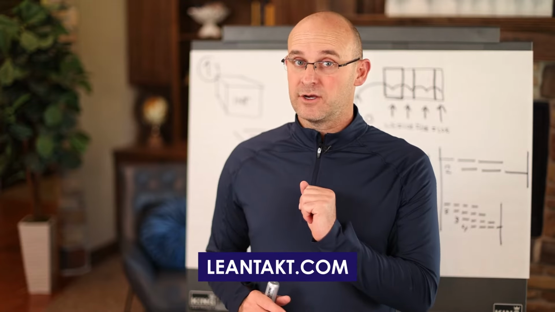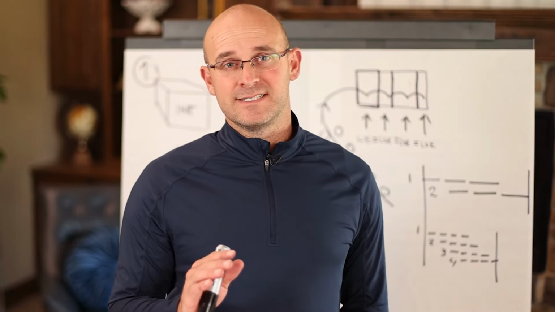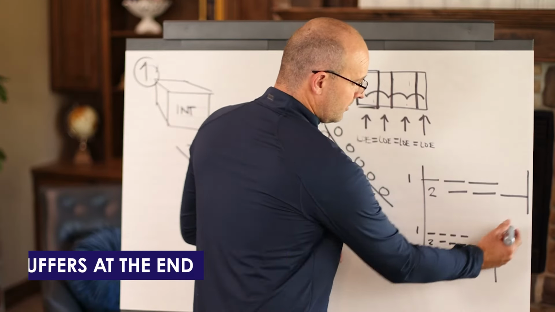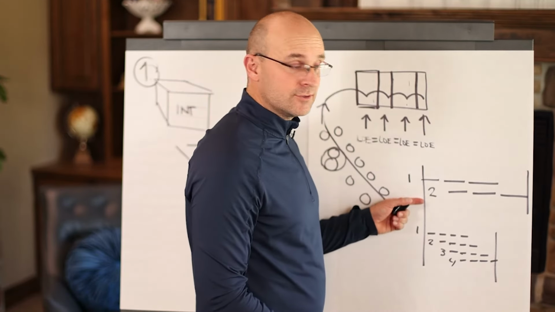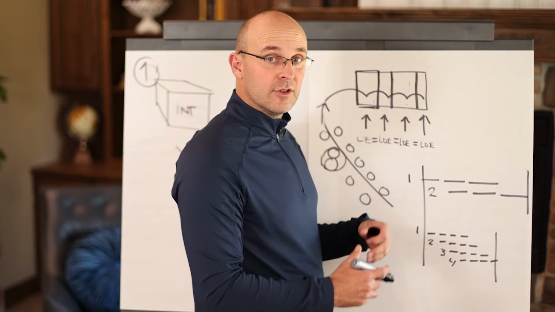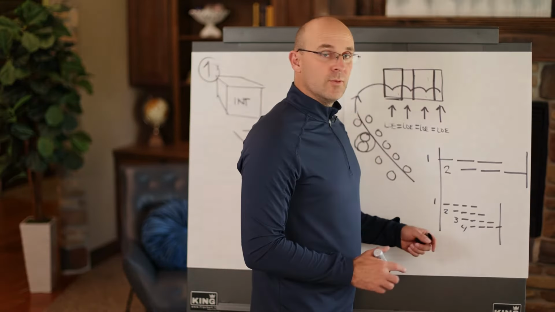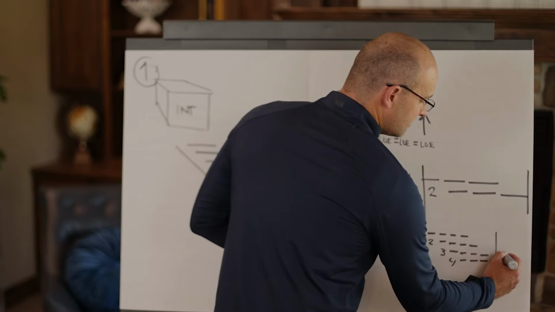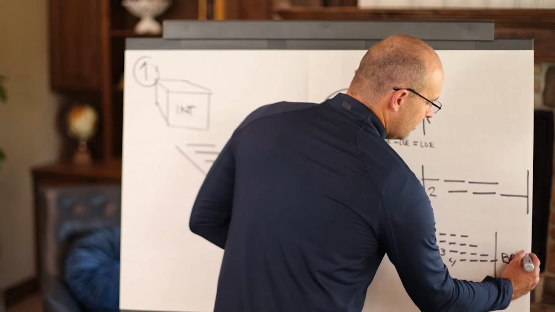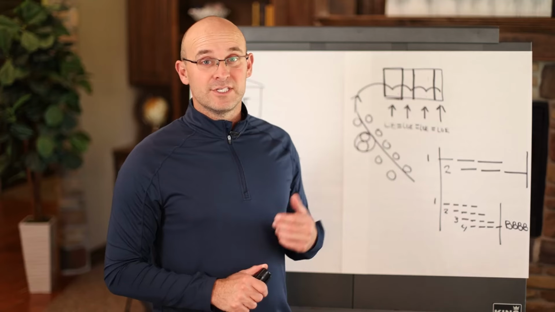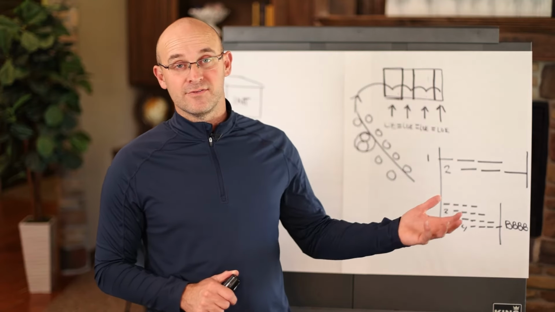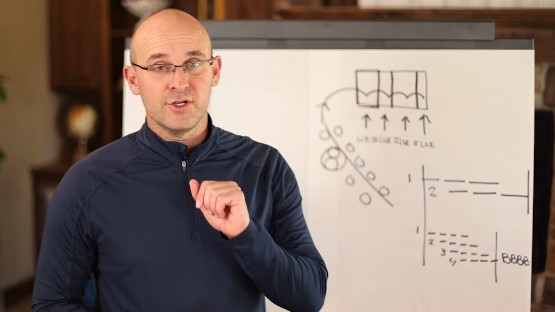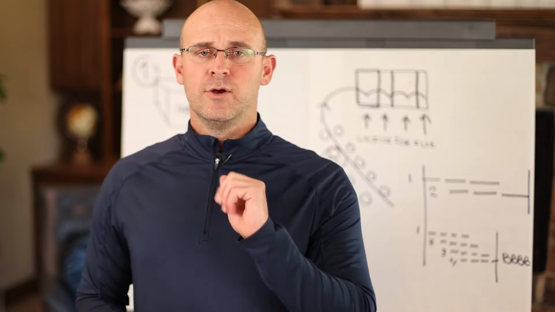And please know that in a takted system we must always have buffers at the end, and that's one of the reasons that we go from our normal schedules where you have a larger series of zones to what we call an optimized zone count, so that you can get these buffers at the end and you can absorb and manage delays, which, interestingly enough, we have in another video on this YouTube channel. But you must have buffers, so please don't ever use the takt production system without buffers.